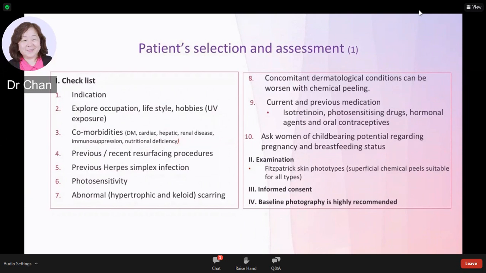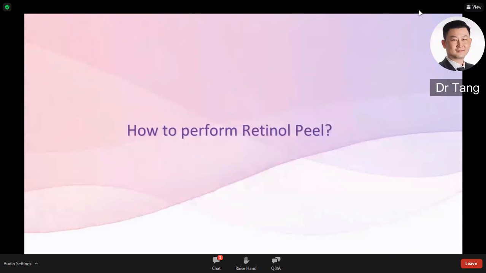In the examination, we mainly note the Fitzpatrick phototype of the patient, for us to choose the appropriate peel. Superficial chemical peels like the retinol peel are basically suitable for almost all skin types. We need to take informed consent and, if possible, do baseline photography for comparison.